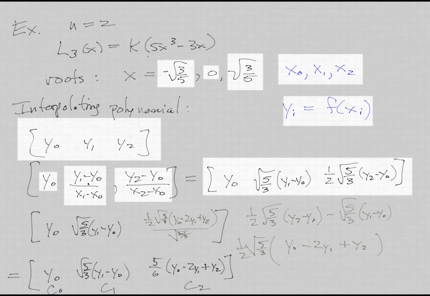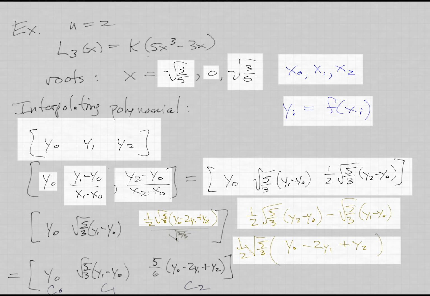Now we have to iterate this procedure one more time. Now we have to take this value minus this value and divide by this value minus this value, right? So I did the work over here. Let me do that again. I took this value here minus this value here, worked out the algebra, and I got this. And then we take that, which I copied over here, and we divide by this x value, x2 minus x0, which is simply radical 3/5, so that's this.